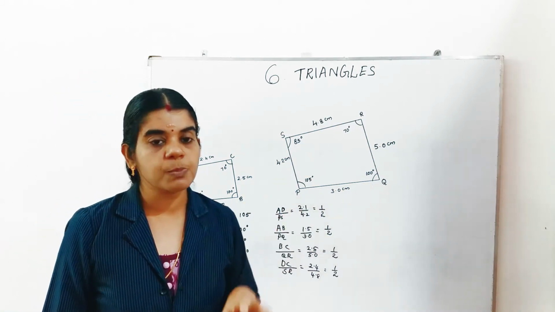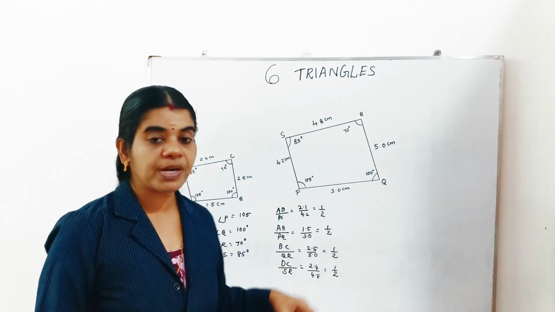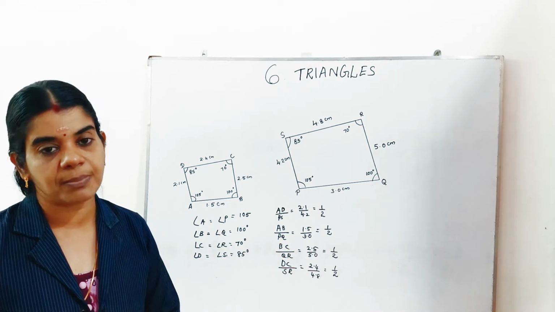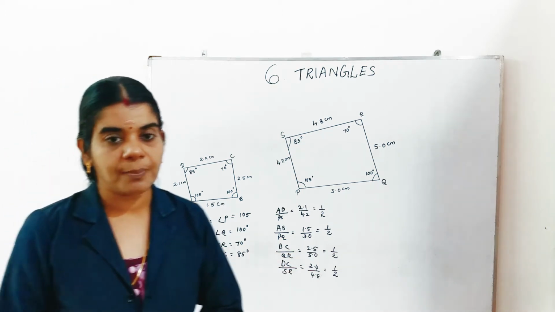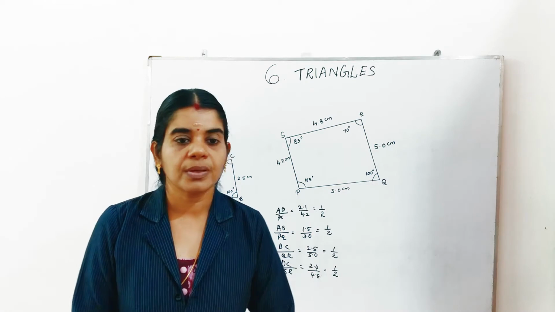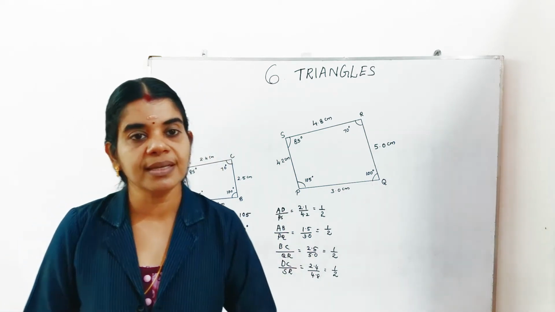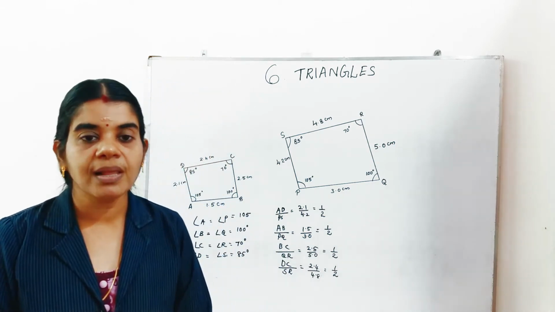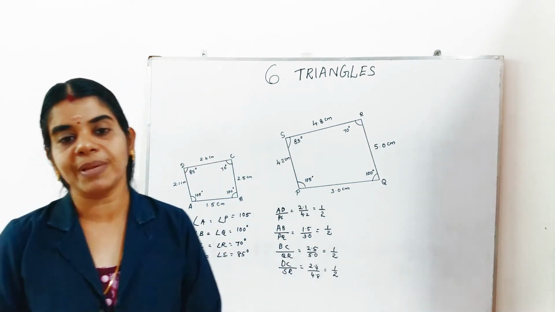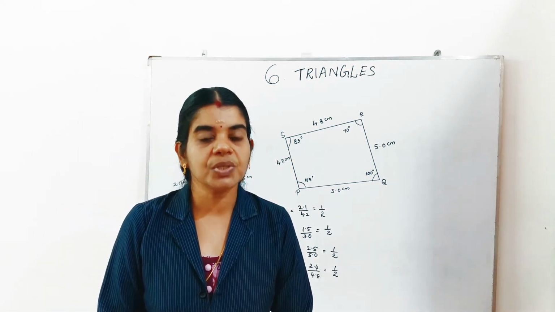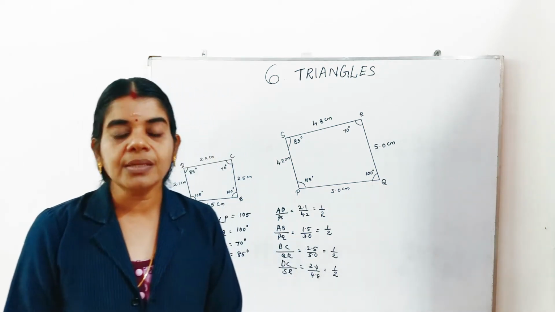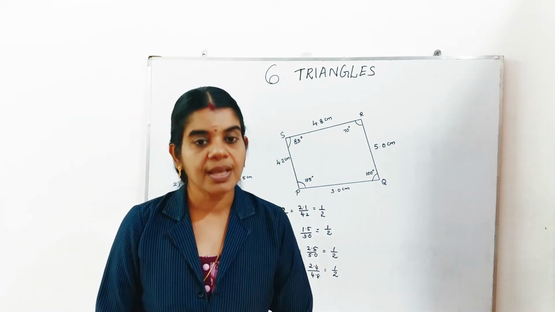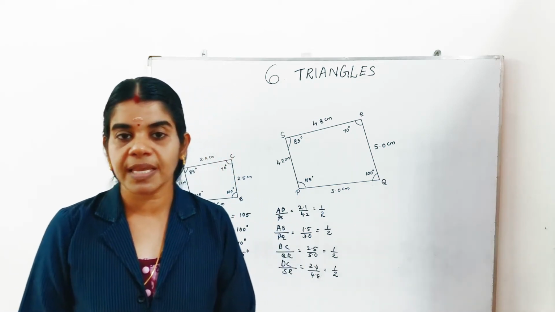Suppose the corresponding angles are equal but the corresponding sides are not in the same ratio, then we can say that these two polygons are not similar. Both must be equal. In the case of triangles, the same condition applies: the corresponding angles will be equal and the corresponding side ratios will be the same, then only we can say that two triangles are similar. Once again, two triangles are similar if their corresponding angles are equal and their corresponding sides are in the same ratio.